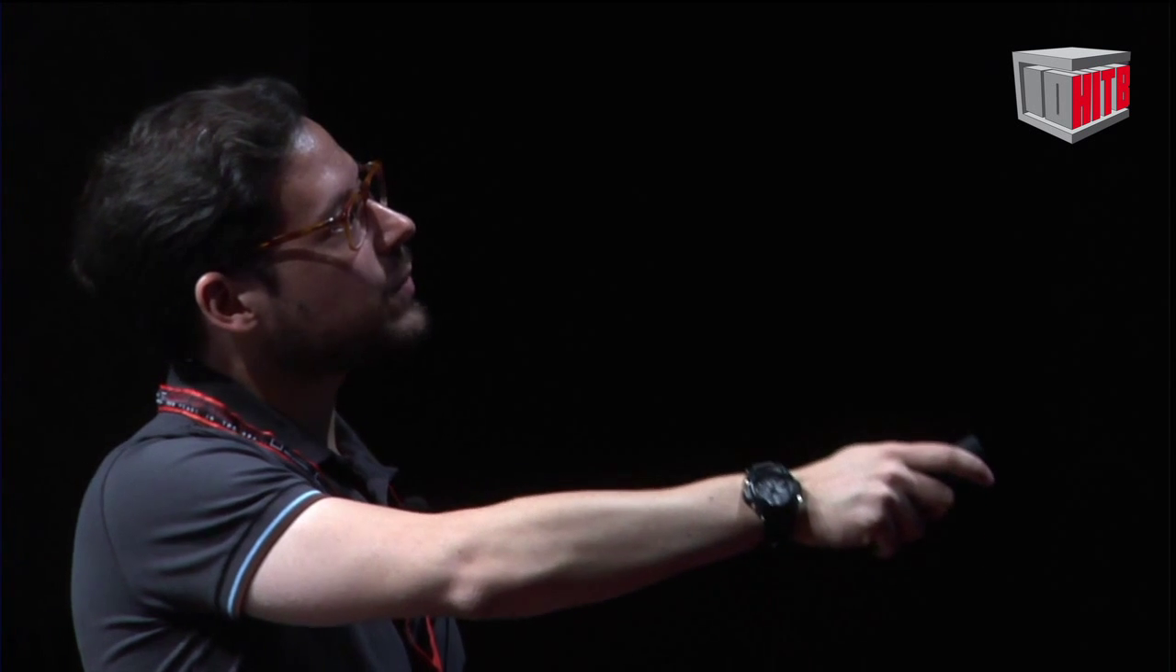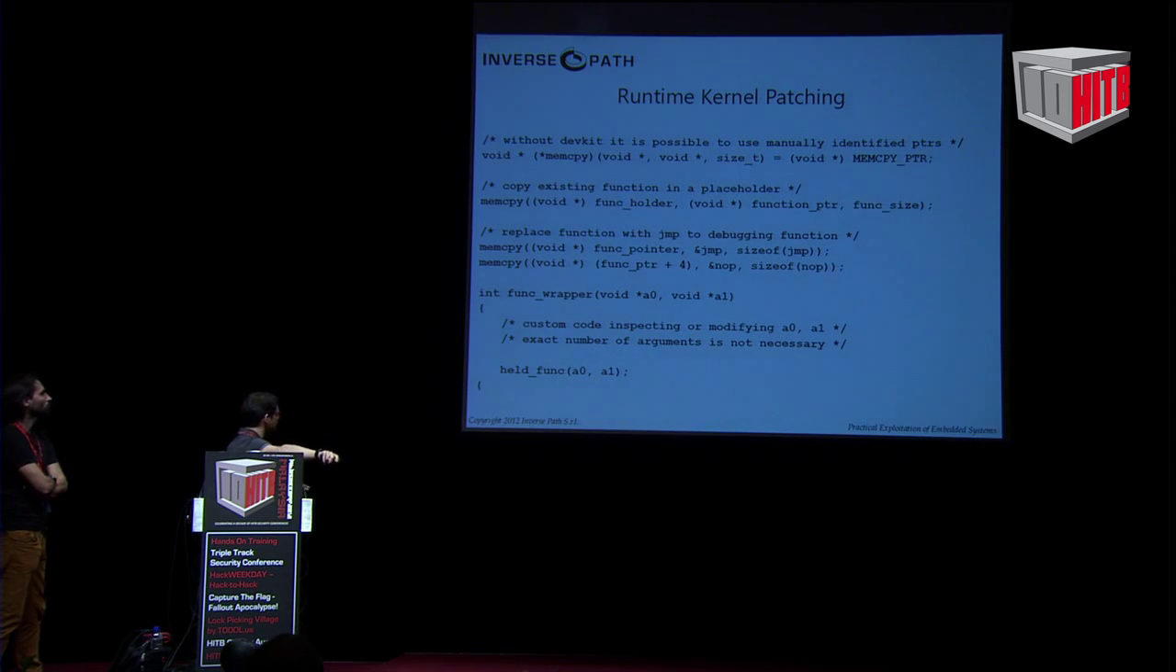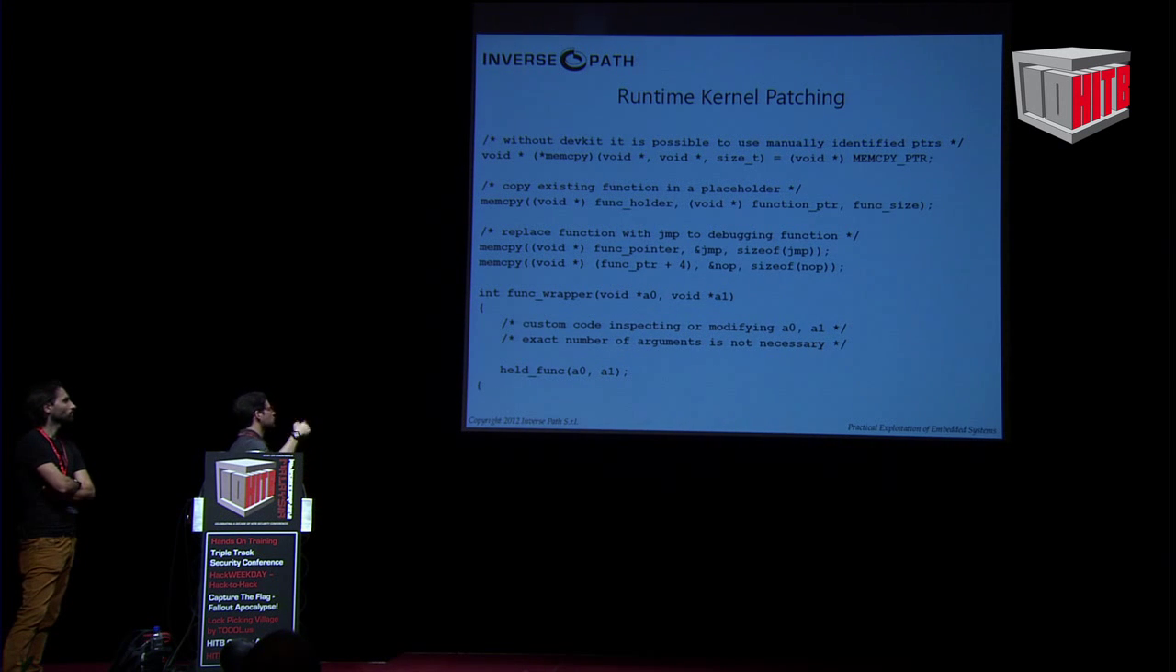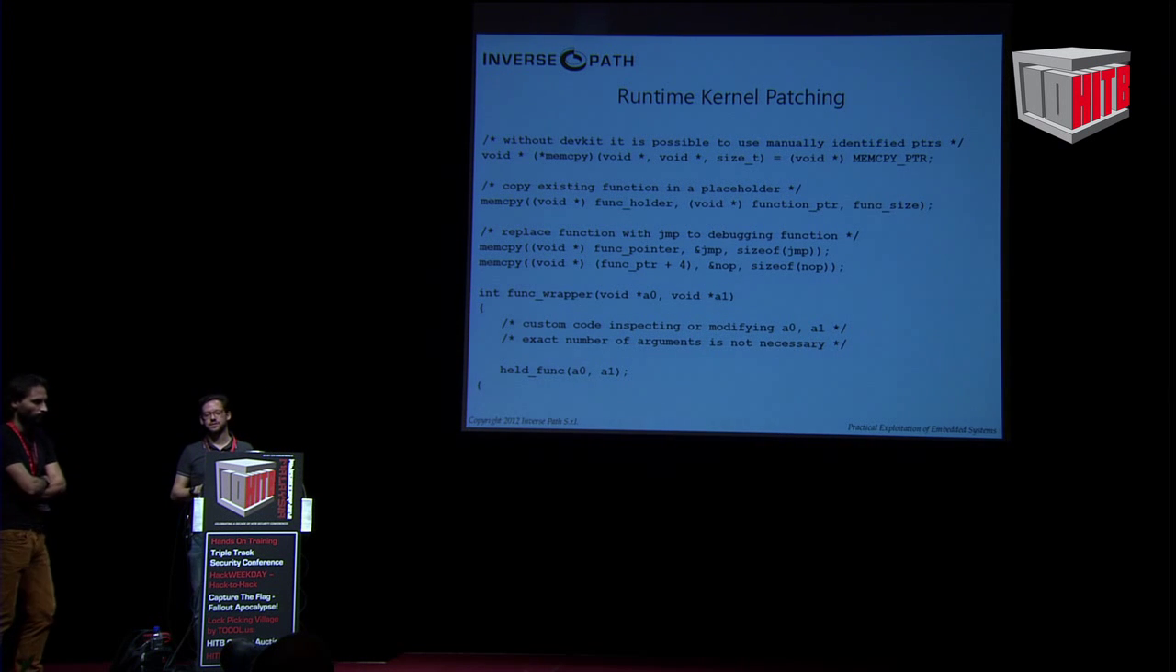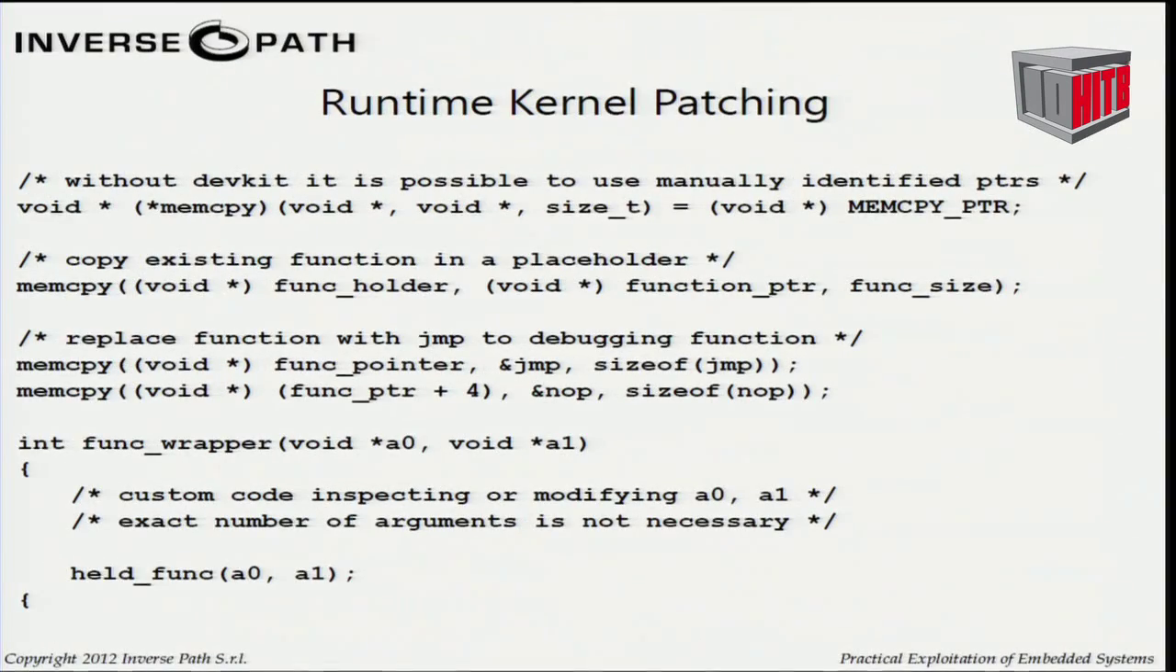And what you can do, you copy the existing function in a placeholder, so you keep it there. You replace the function pointer with your own pointer to your own debugging function. And in the debugging function, the interesting thing is you don't need to have the exact number of arguments of the existing function, because of the way the stack is handled, it will still work. You will still not break the system. If you place 15 arguments here, you're always safe. You put your custom code, for instance you can print somewhere. Some OSs have a special version of printf, which prints to the serial console, for instance, which is really handy. So you can print the content, the pointers which you're getting. You can also decide to follow them if you want. And then you just call back the original function.